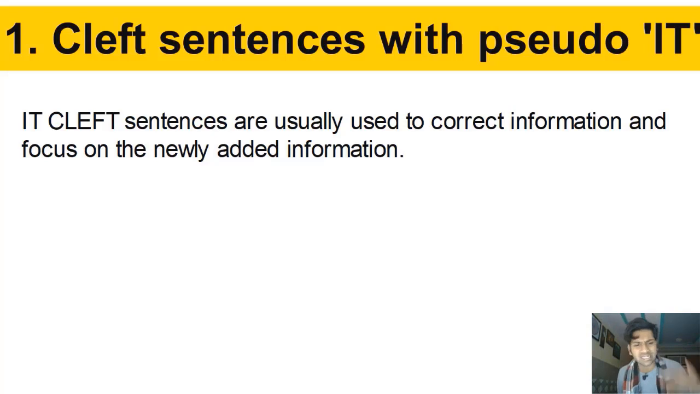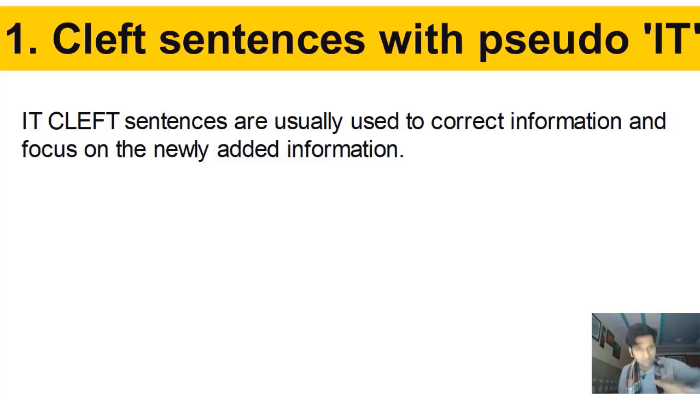The most common cleft sentence is the it cleft sentence, right? Using the pseudo it. This is the most common cleft sentence we have in English, right? So it cleft sentences are used to correct information. Somebody says something and you correct one particular piece of information and focus on the newly added information. Somebody says something to you, and in that message, one particular part of information, one particular element is incorrect, and you focus on that element by correcting it.